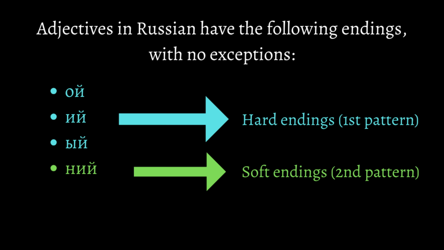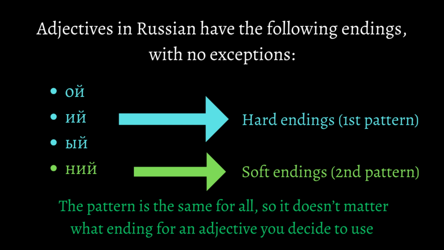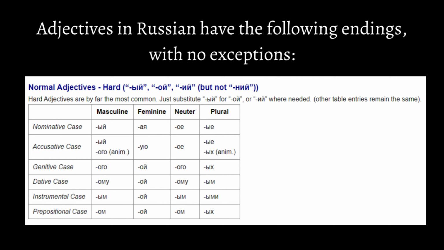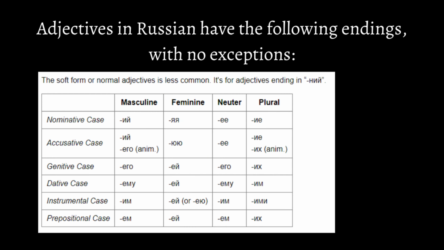The good news is that within any modification, the pattern will always be the same, so it doesn't matter what adjective you decide to use. For instance, the 3 hard endings for normal adjectives, oi, I, and I, will have the same pattern when modifying their case. This means that you don't have to worry about different patterns for different endings. In other words, the 3 hard endings follow the same pattern, so it doesn't matter what ending is used. And the same concept even applies to normal adjectives with soft endings, just in a different pattern.